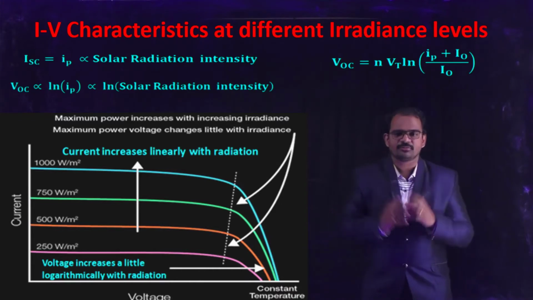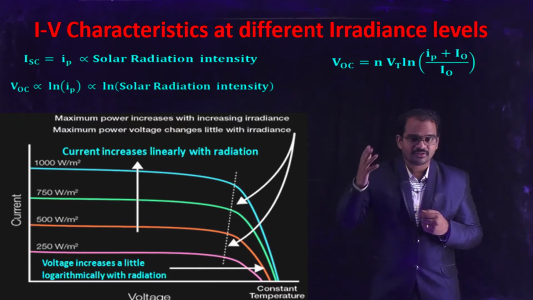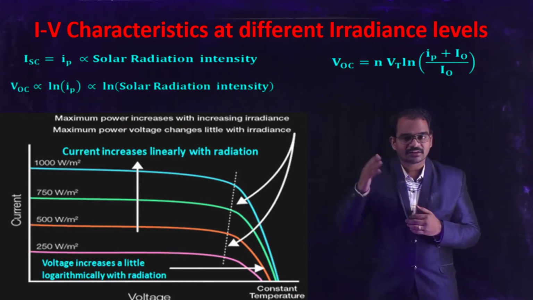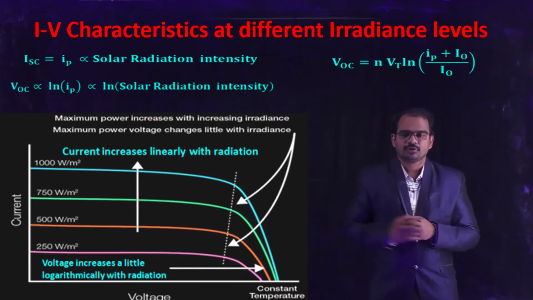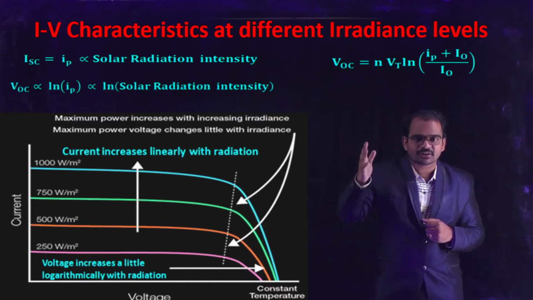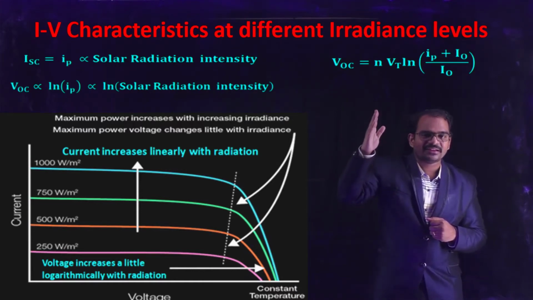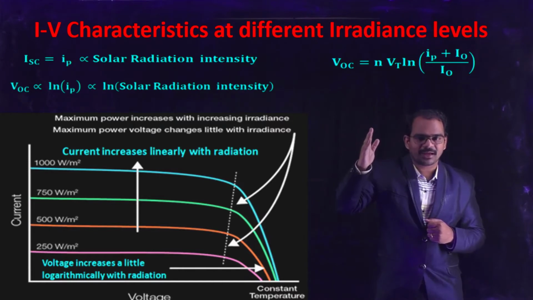So what we understand from this is that with increase in solar radiation intensity, the current increases linearly, whereas the voltage increases just slightly. With the increase in solar radiation intensity, the maximum power also increases. As you can see from the dashed line from the 250 watt per meter square characteristic to the 1000 watt per meter square characteristic, the line is increasing. You can see the intersection of that line with the IV curve point. That point is continuously increasing. That is, the maximum power delivered by the PV panel increases with increase in solar radiation intensity.